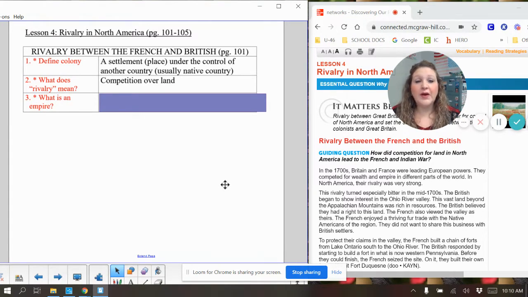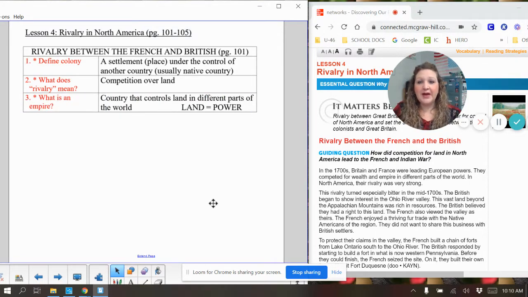Number 3, what is an empire? You maybe have heard this term before. You actually should have learned what an empire is in 7th grade, but this is also a term that's used in other circumstances as well. An empire is a country that controls land in different parts of the world. In this unit, England is an empire because they control the 13 colonies, which is in North America, and obviously England is in Europe. So they are an empire.